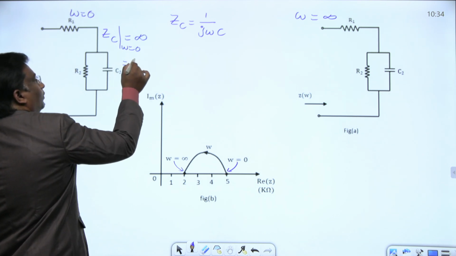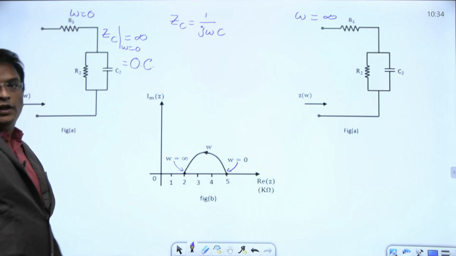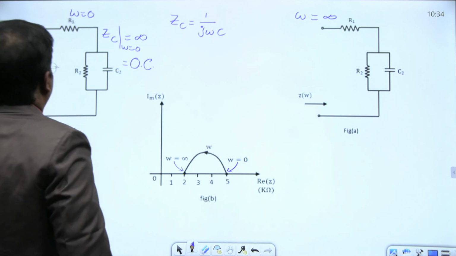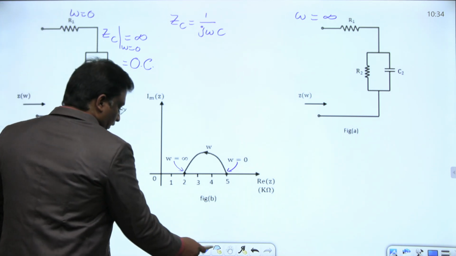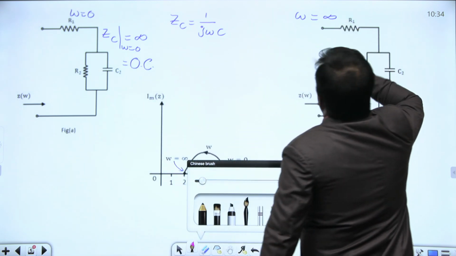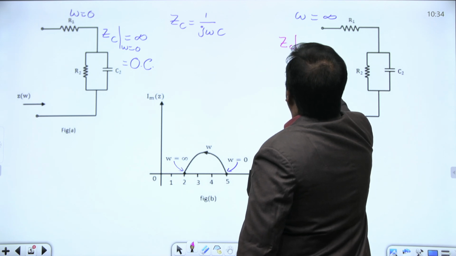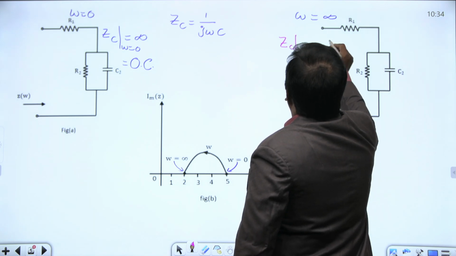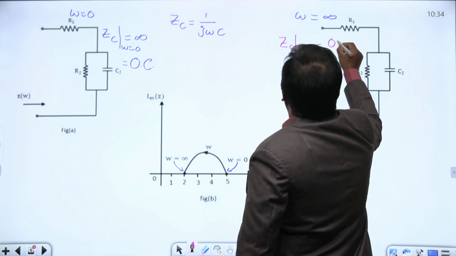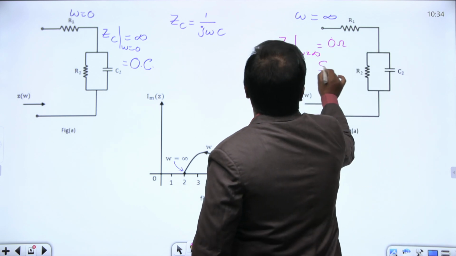If the impedance of an element is infinity, that element acts as an open circuit. Similarly, when omega equal to infinity, the impedance of this capacitor equals 1 by infinity, nothing but 0. If the impedance across an element is 0, then that element acts as a short circuit.